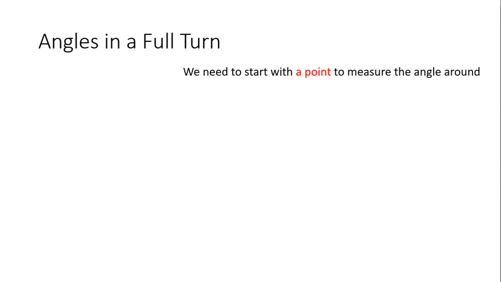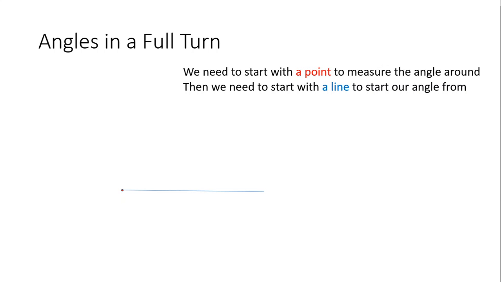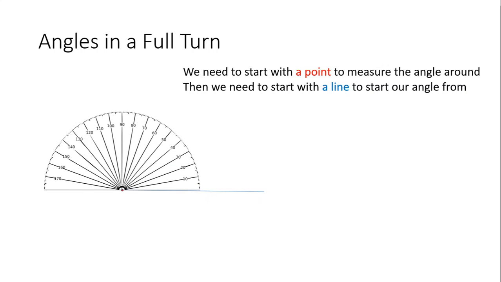Well, it would help if we had a point to start with so that we could measure the angles around that point. So here's my little red point here. It would also help if I started with a straight line from that point so I could line my protractor up at 0 on that line and measure all the way around until I get back to that line and see what that angle is.